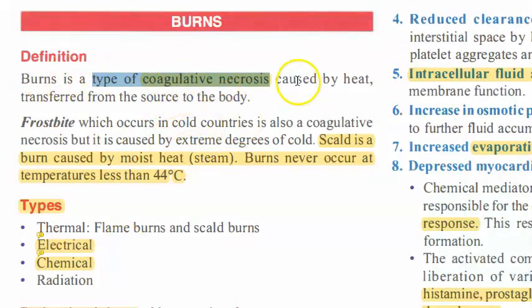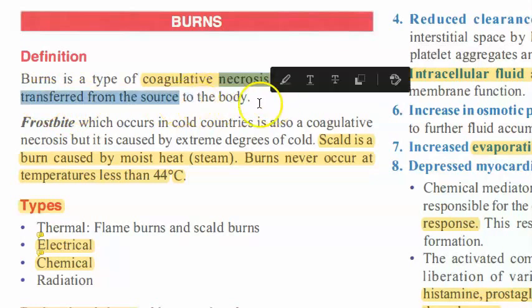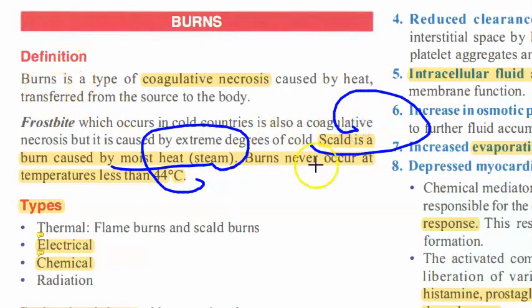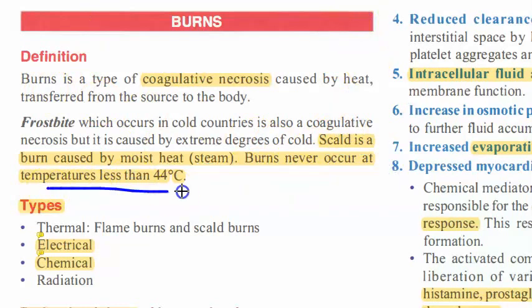Now, basically, burn is a type of coagulative necrosis. It's caused by heat. Remember, heat is transferred from the source of heat to our body. Scald is a burn which is caused by moist heat. If it is because of liquid or steam, you will call that a scald. Burn never occurs at a temperature less than 44 degrees centigrade. You need at least 44 degrees centigrade to burn, so less than 44, you will not have a burn.